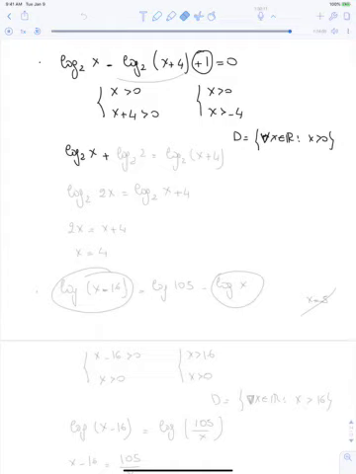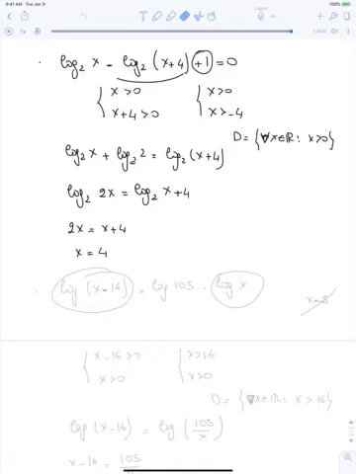1 can be written as the log base 2 of 2, and then we move this one to the right, so this is going to be the log base 2 of x plus 4. And now this is simply the log base 2 of 2x equal to the log base 2 of x plus 4. Now we can just say that 2x is equal to x plus 4, which means that x is equal to 4. Now 4 is positive, so this is the solution of the logarithmic equation.